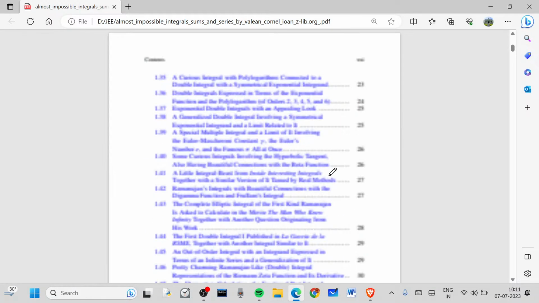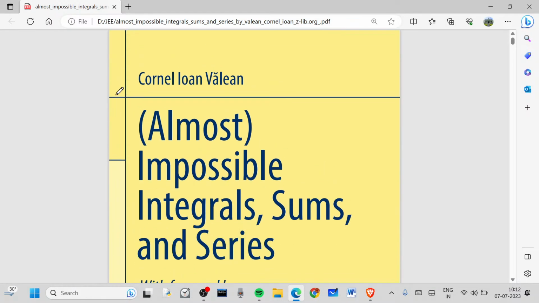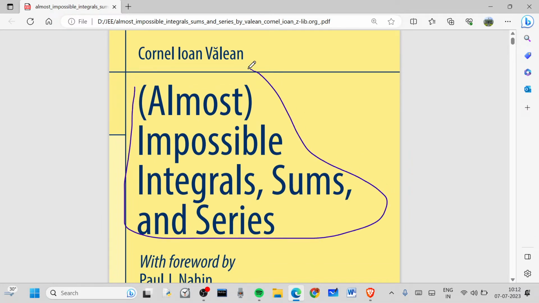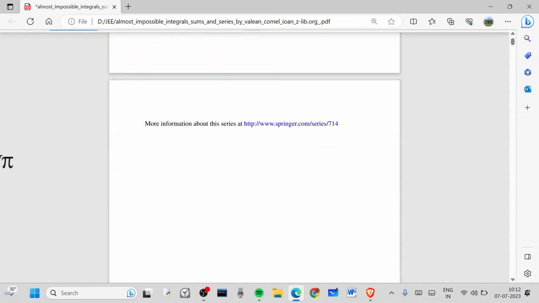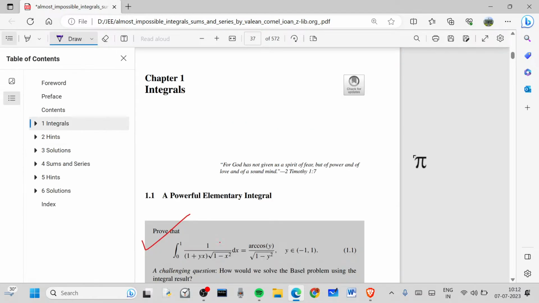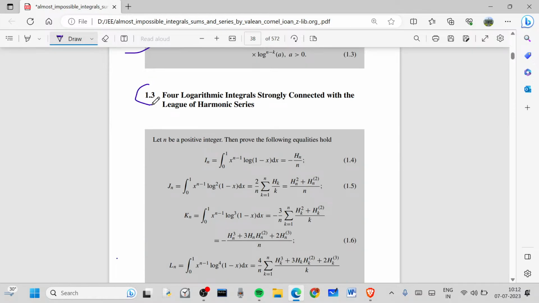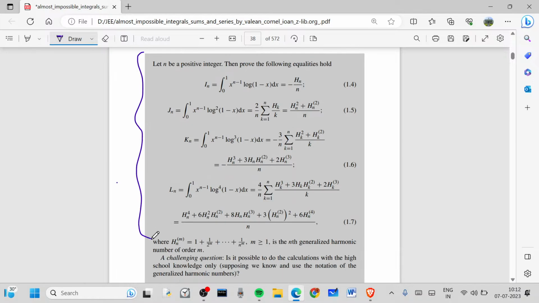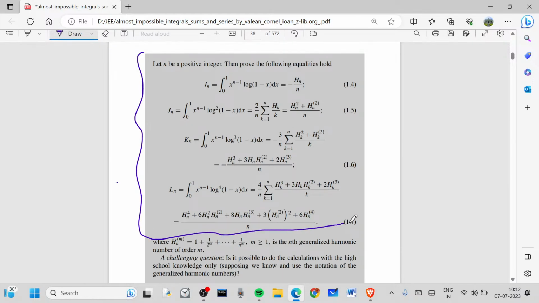Hello friends, and today we are going to solve impossible integrals, as said by this guy in his book. Let me show you the name of this book: Almost Impossible Integrals, Sums, and Series, written by Cornel Ioan Vălean. I've been trying them and they are not so impossible, right? This is 1.3. I haven't tried this one yet, so I thought I should try it live.